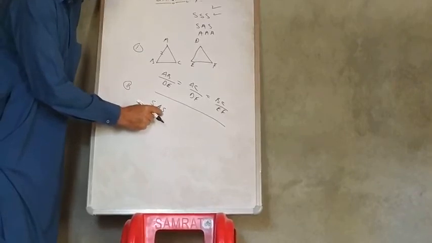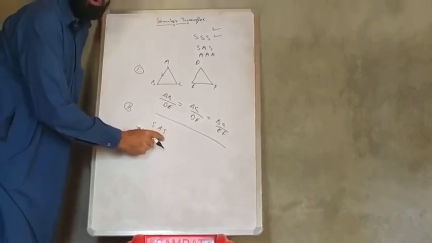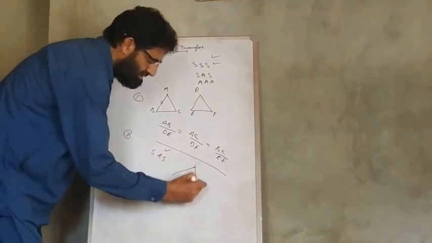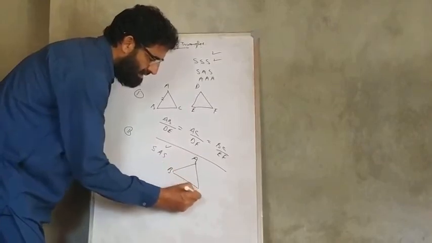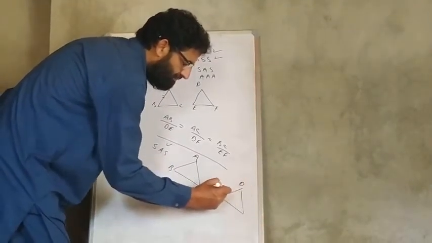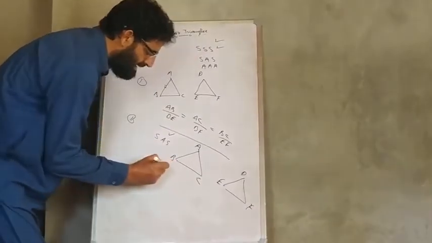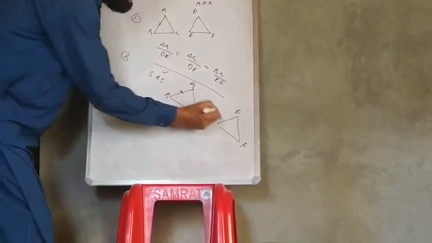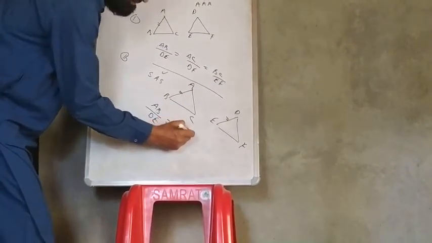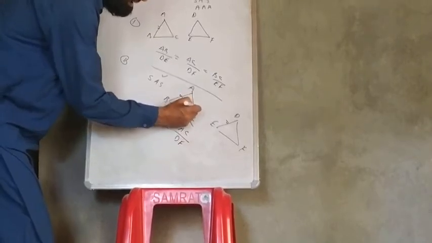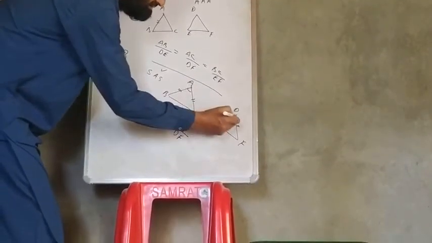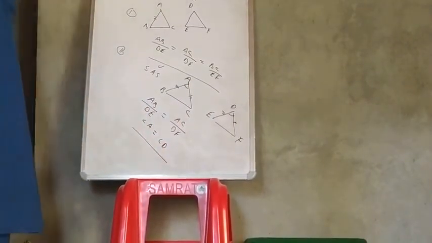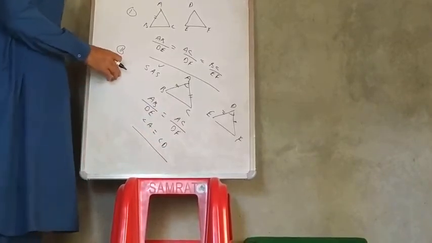When two sides of one triangle are in the same ratio to the two sides of another triangle and one angle is equal. Suppose this is ABC, and this is DEF, and AB divided by DE is equivalent to AC divided by DF, and this angle in between them, angle A, is equal to angle D, then the two triangles are said to be similar. This is the second rule for two triangles to be similar.